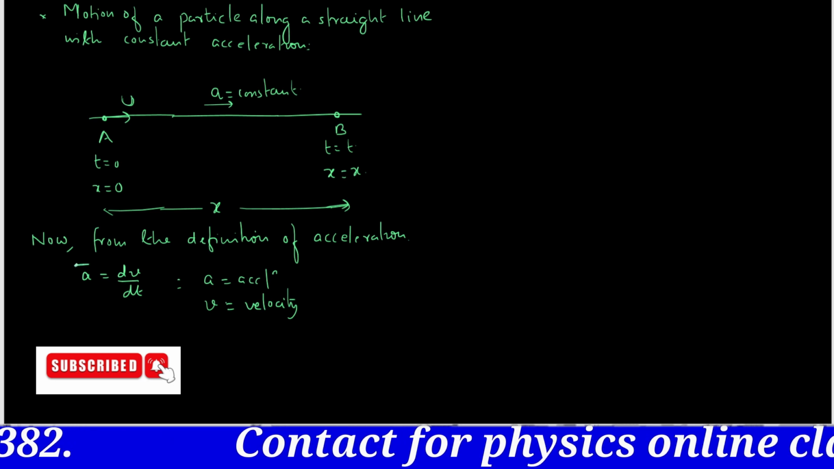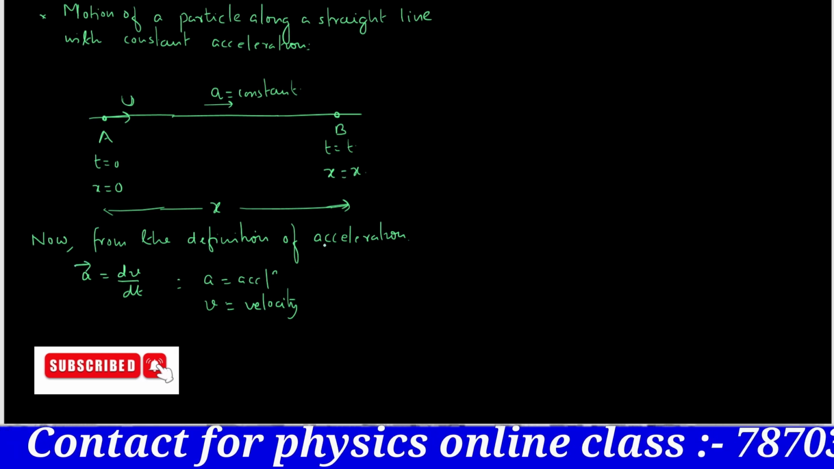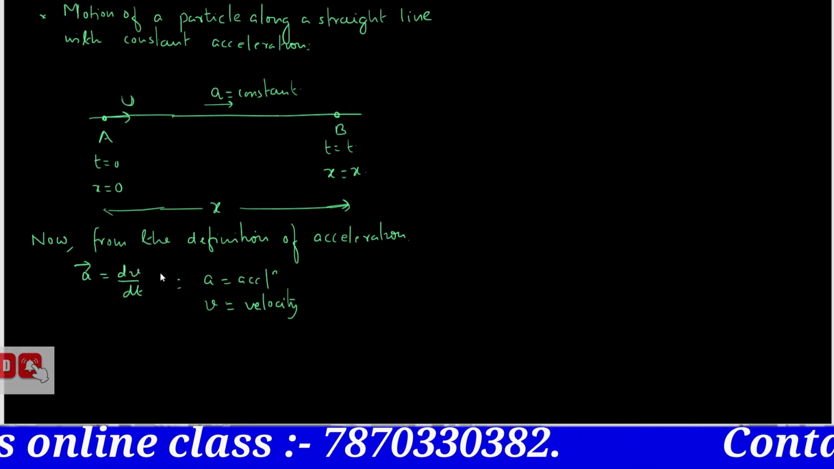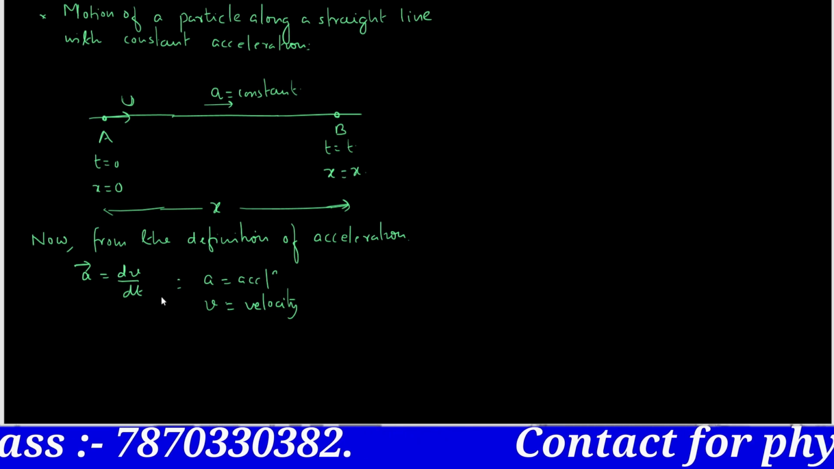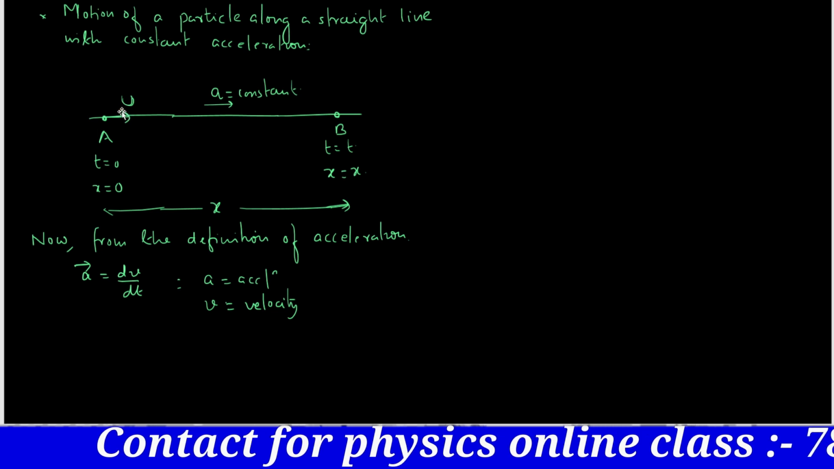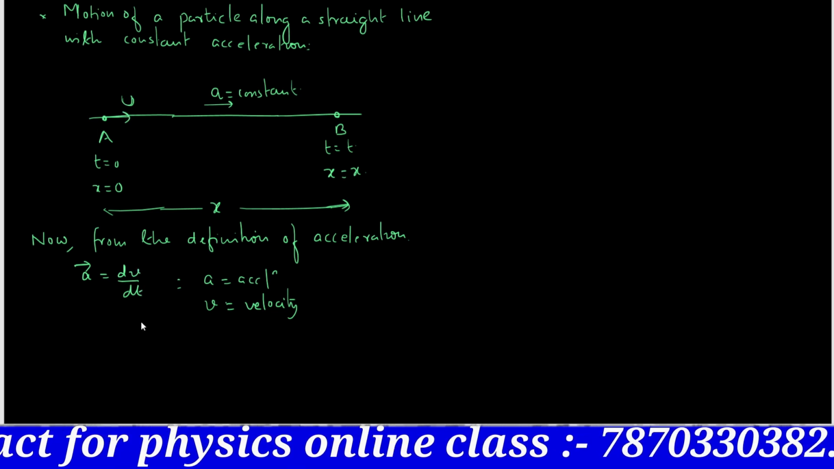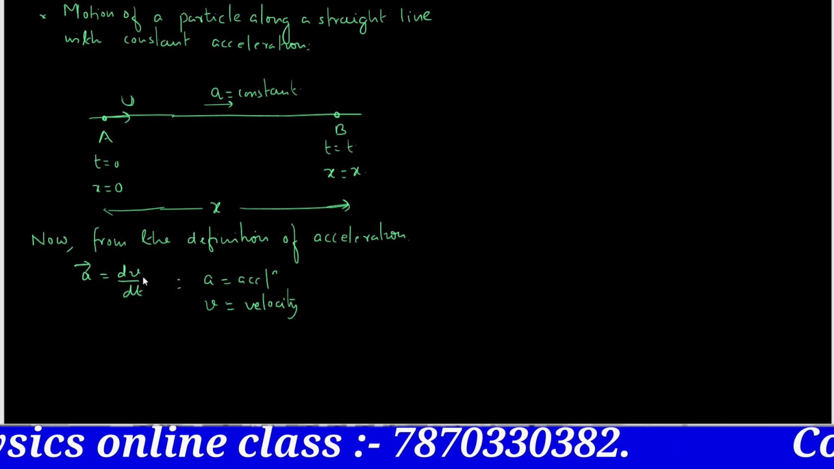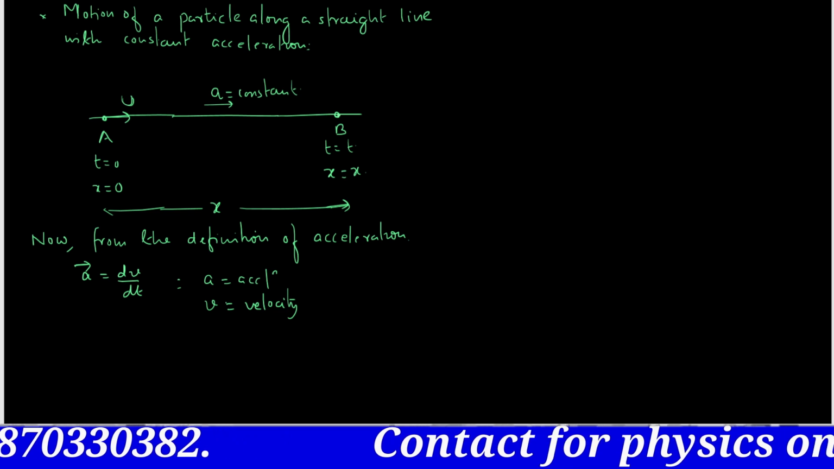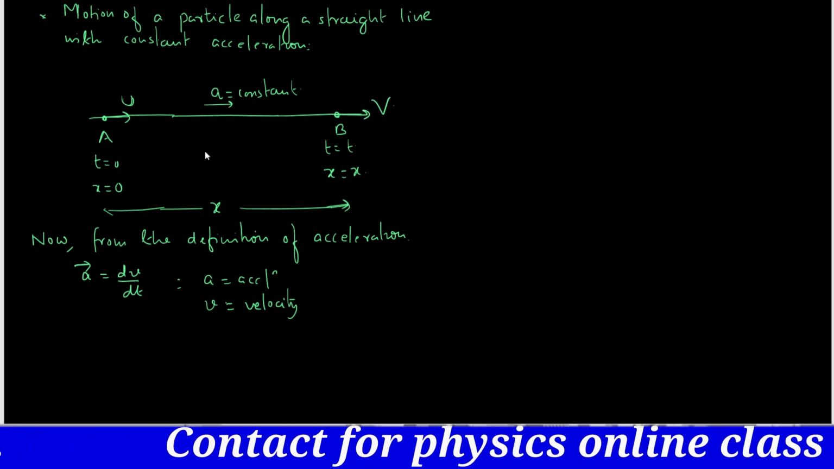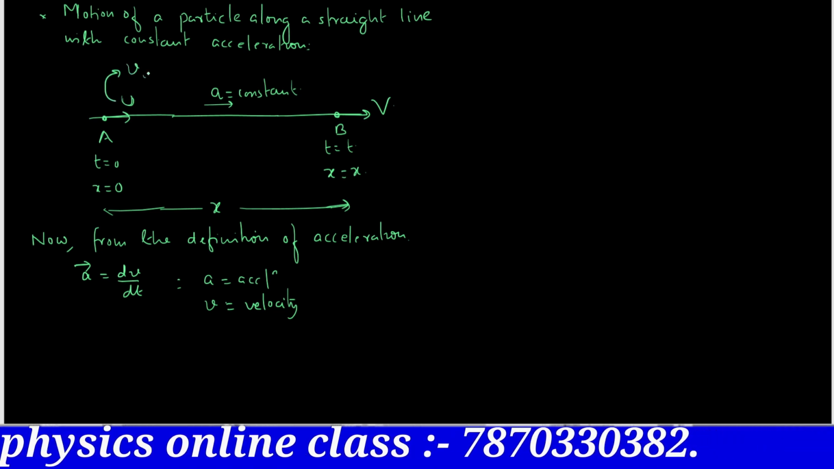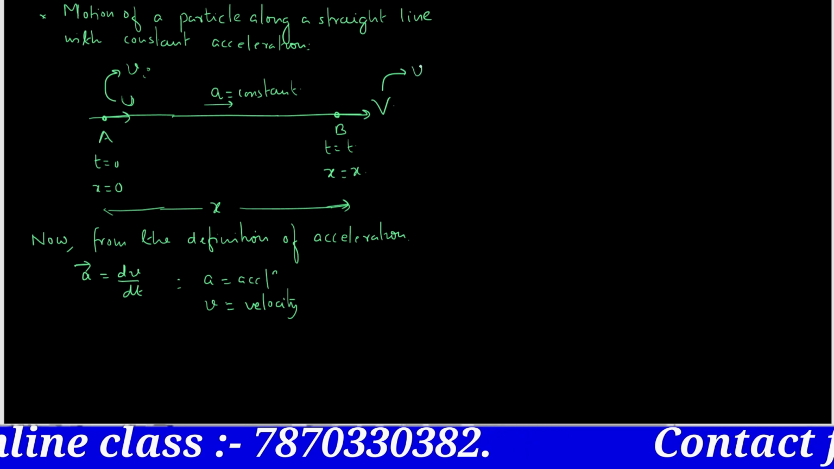This v means general velocity, not the initial. In any point between A and B, you can write this a equals dv upon dt. But at the particular point A, the value of this v is u. And at any particular point, say B, this velocity becomes say v, right? You can write this as v initial, and this as v final.